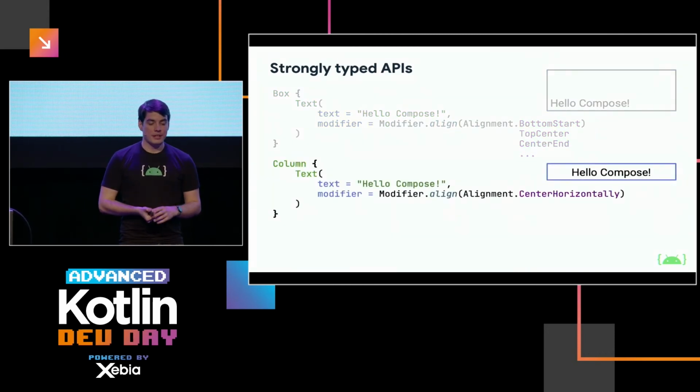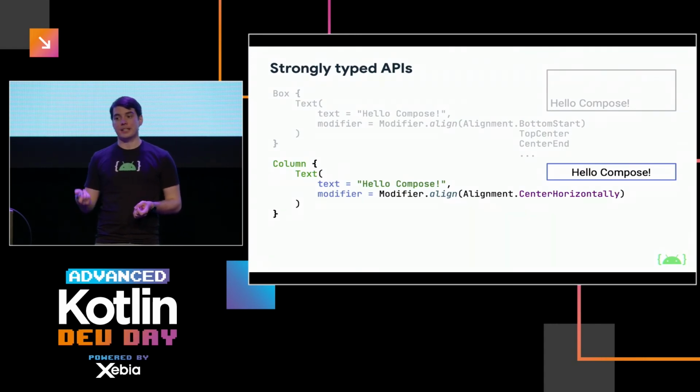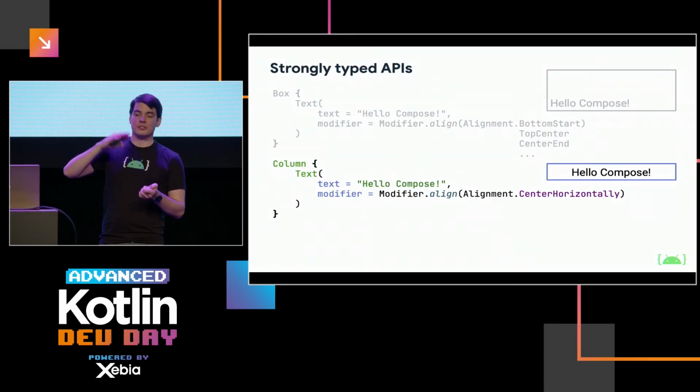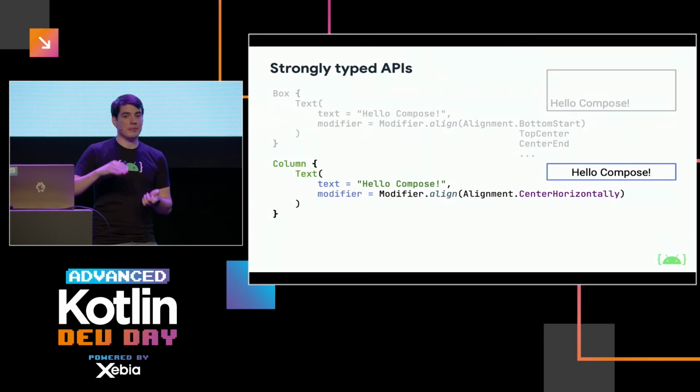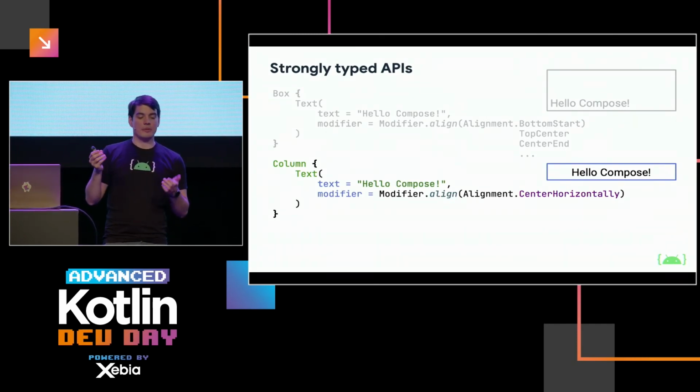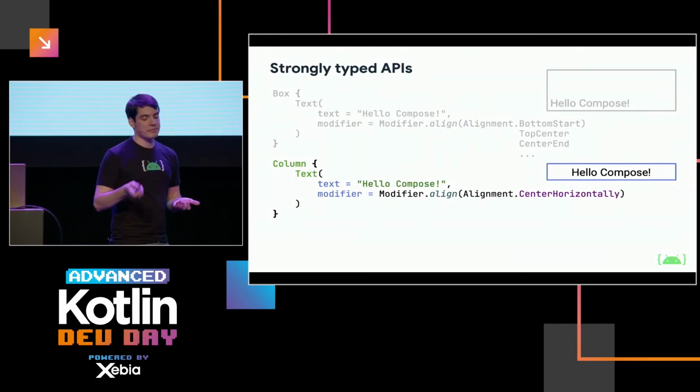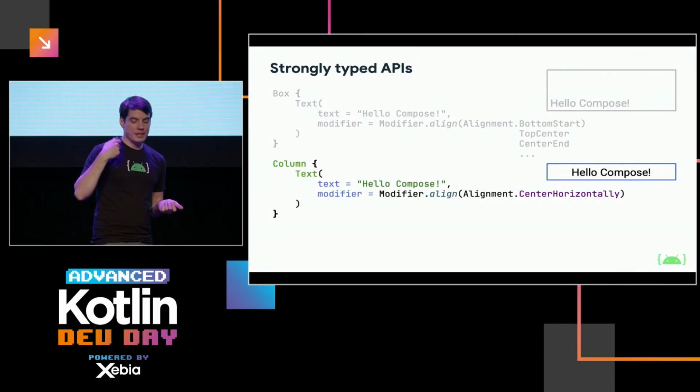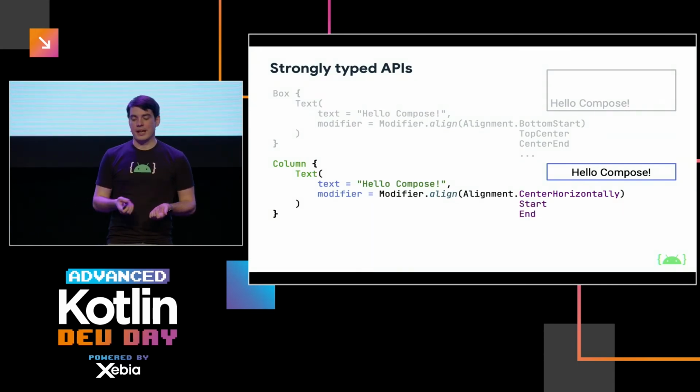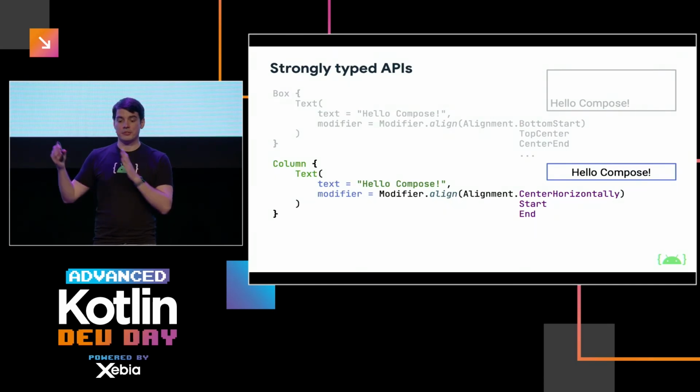In contrast to this, if we are using a column and we've placed a text within that, because other pieces of UI that we nest in the same column would be stacked vertically, we can only do horizontal alignment of this piece of text. So in this case, I've chosen to center it horizontally, and our only other options would be to align to the start or to the end of the column.